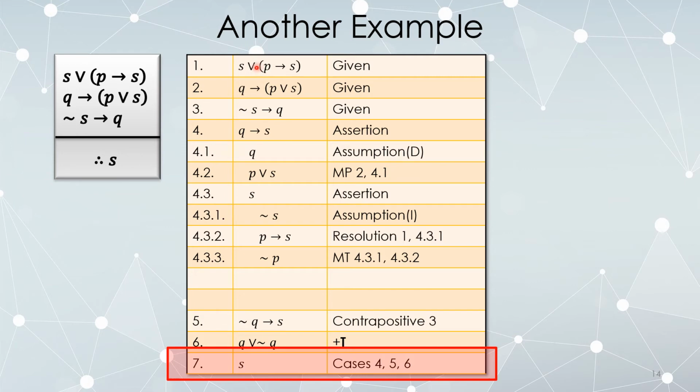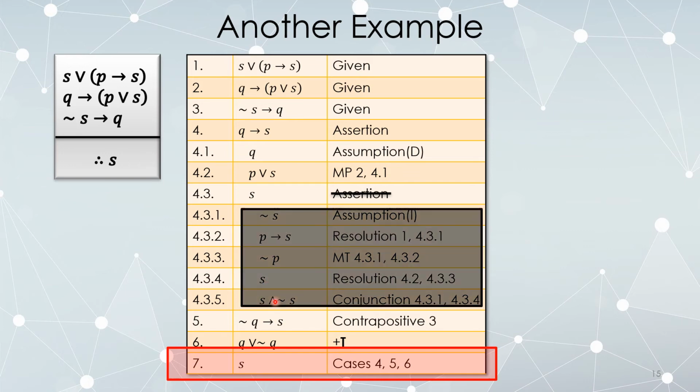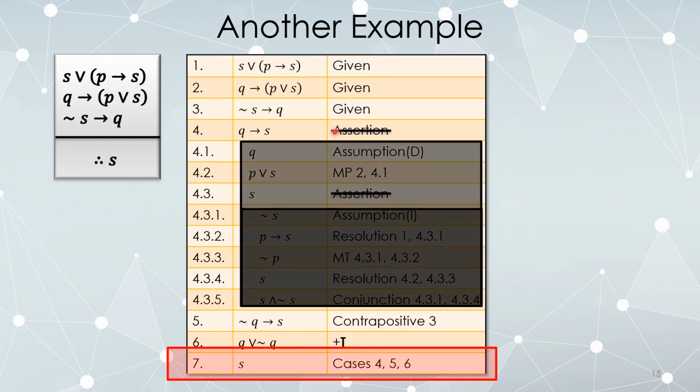So with line 1, having assumed not S, I can resolve that and get out P implies S. But now I can use modus tollens between these two lines and get out not P. Now that I have not P, I can resolve that with line 4.2 and extract S. And now I've got two contradictory things, the not S I assumed and S. So I can conjoin them to get a contradiction. That backs up this assertion. So now I know that having assumed Q, I really could proceed to S, which itself backs up this assertion.